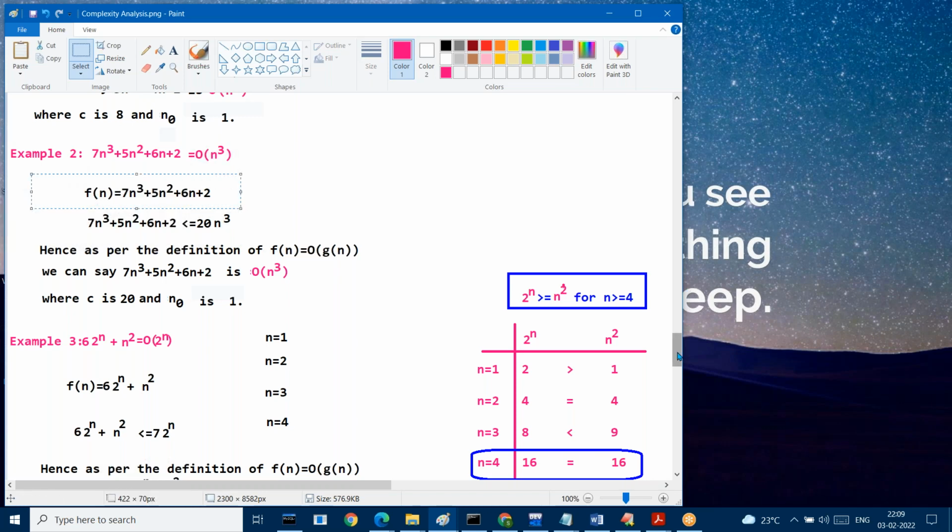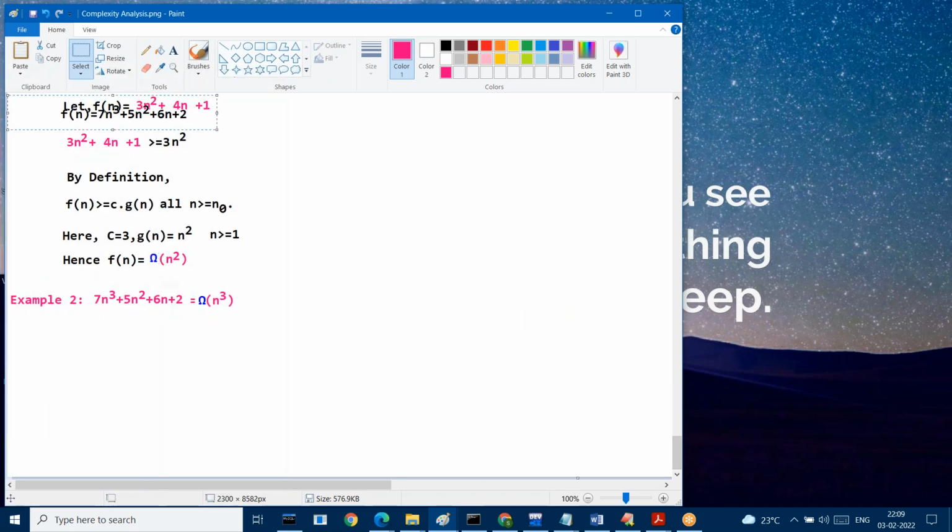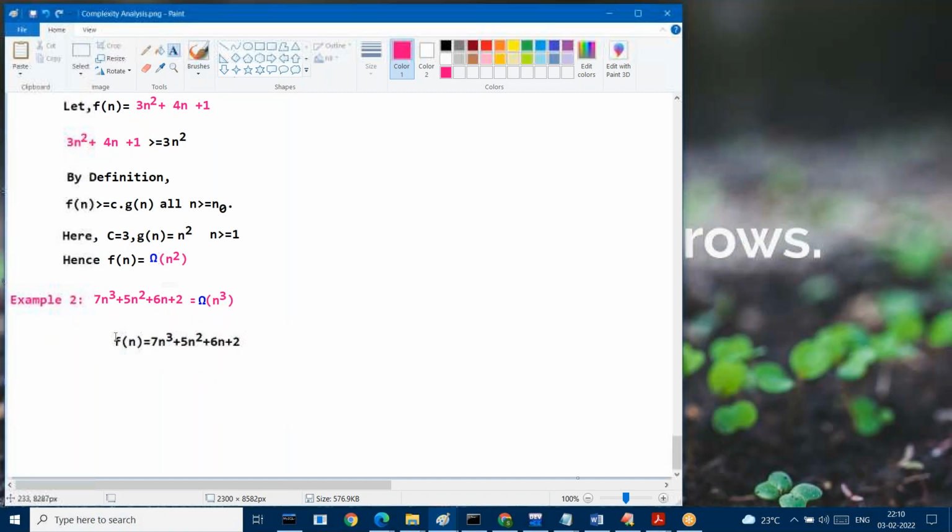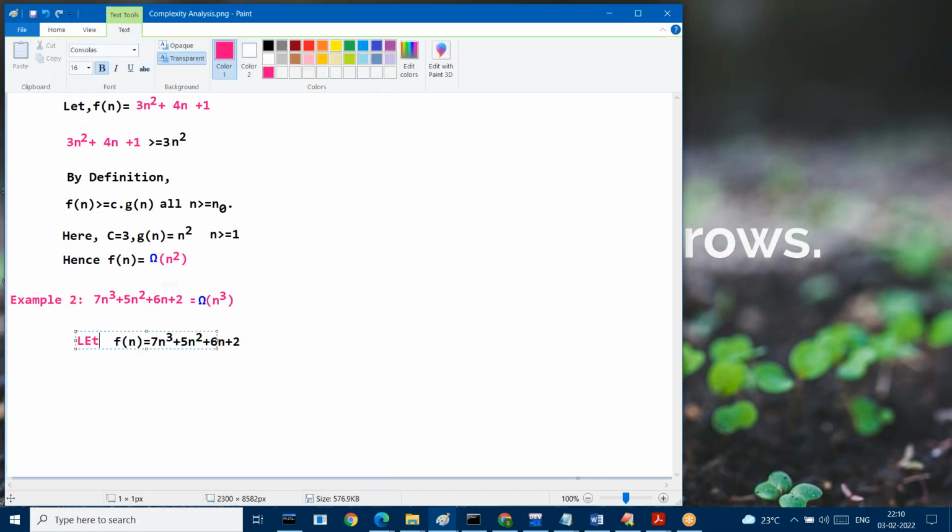This is the Fn. Again, what you will do? Sir, let Fn is equal to this. Now what you have to show? Sir, this value is greater or equal to some constant into n cube. What is that constant? Your choice.